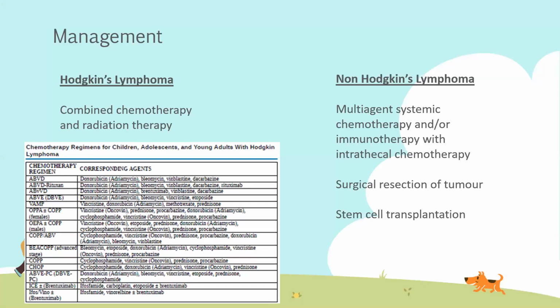As for non-Hodgkin lymphoma, it depends on the grade of malignancy. High-grade non-Hodgkin lymphoma, which is usually seen in children, is treated with multi-agent chemotherapy and or immunotherapy. Surgical intervention is done only to obtain tissue for diagnosis, and stem cell transplantation is used in relapse treatment for both Hodgkin lymphoma and non-Hodgkin lymphoma.